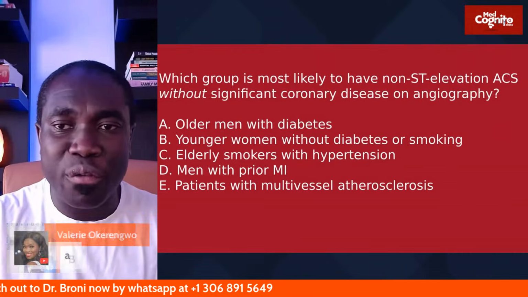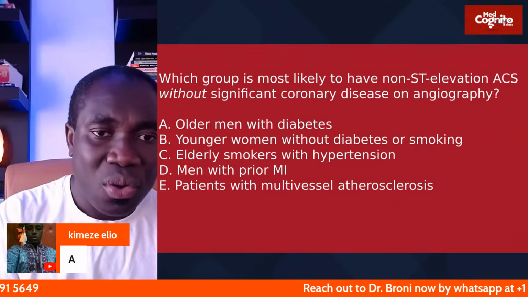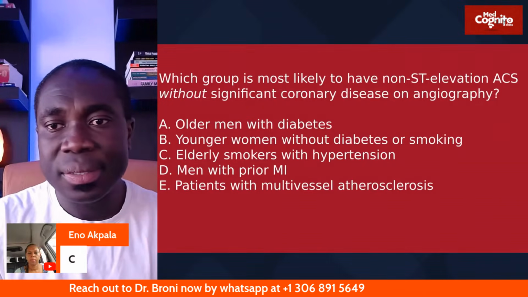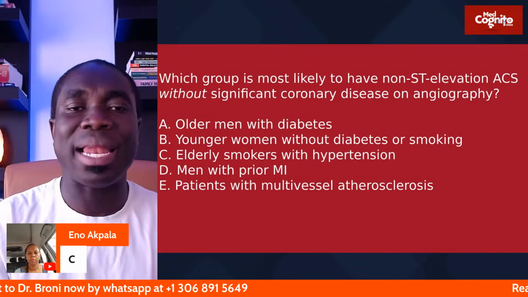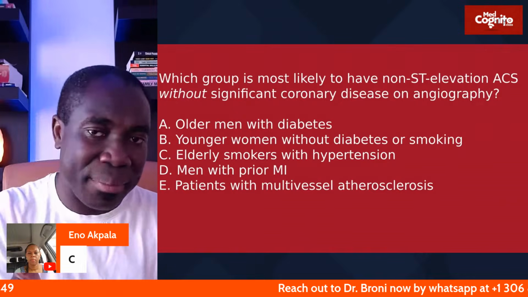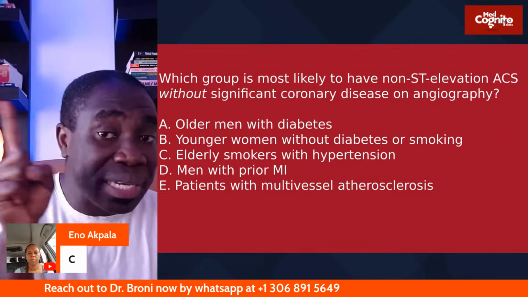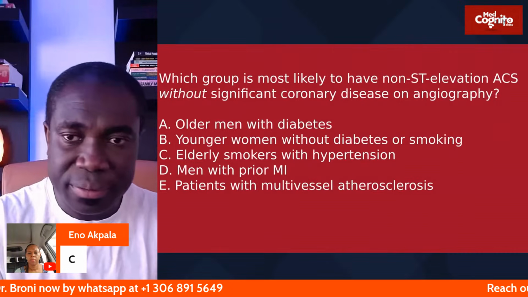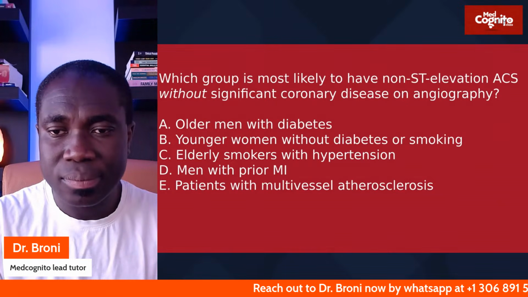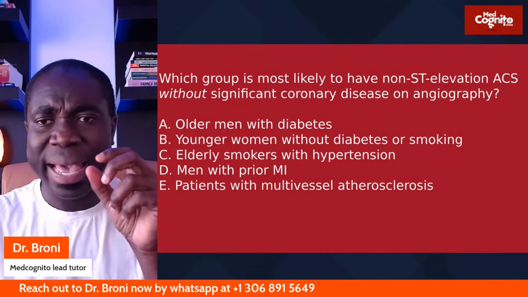Dr. Sari Joseph will go for A. Dr. Valerie will go for A. Dr. Elo Kimezi will go for A. Dr. Ino Akpala says she'll go for C. Remember, which group is most likely to have NSTEMI, acute coronary syndrome, without significant coronary disease on angiography? So a lot of people are going for A and C.